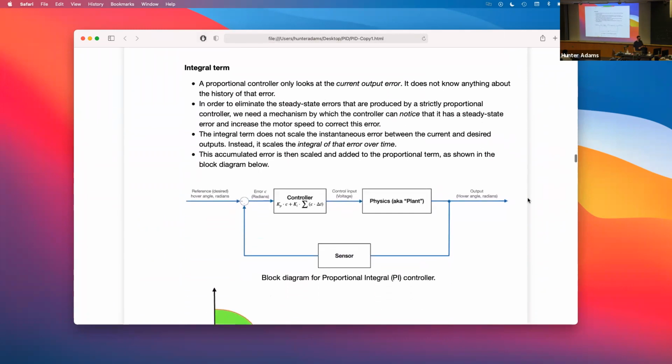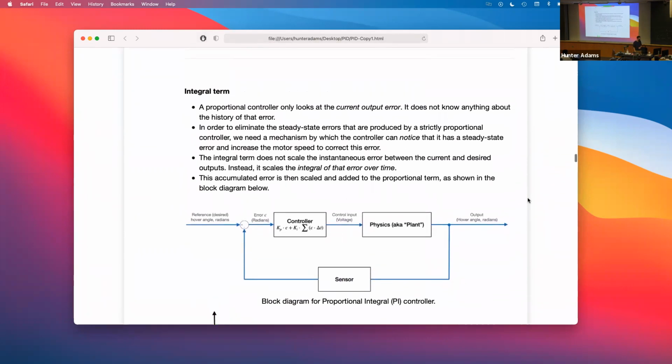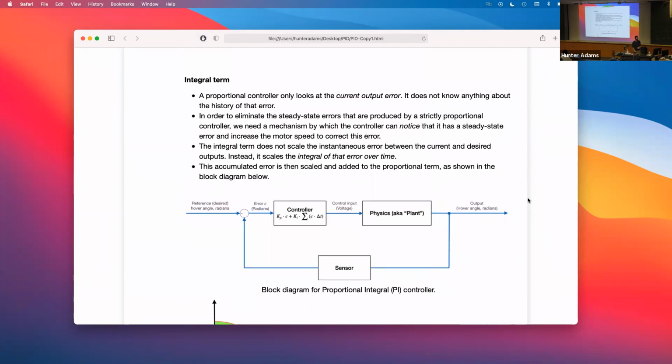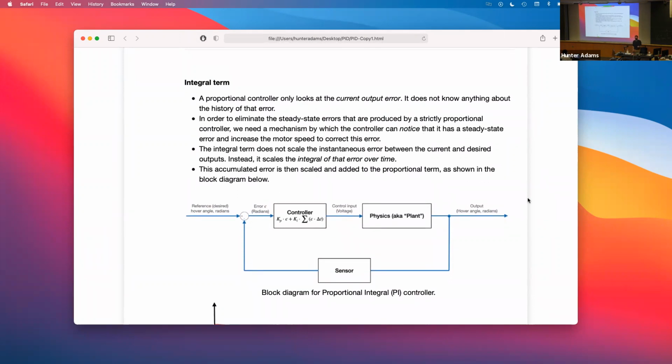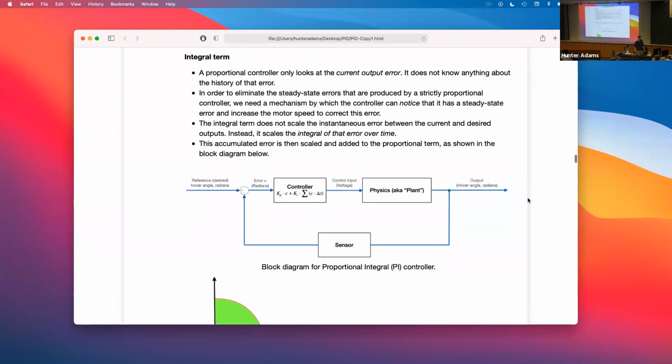It's not the next one I'm going to talk about. It should be, but I organized this incorrectly. So let's say we wanted to eliminate the first of those problems, which is to say that steady state error. We had a small KP value. We had this steady state error. The way that we eliminate that is with this integral term, which, unlike the proportional term, which scales just the instantaneous error, the integral term sums or scales the sum of the error over time.